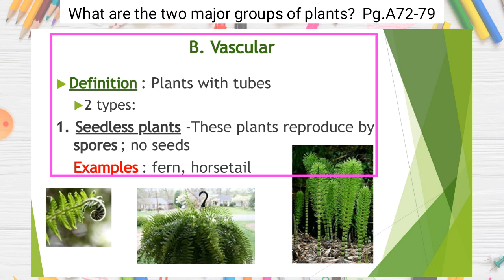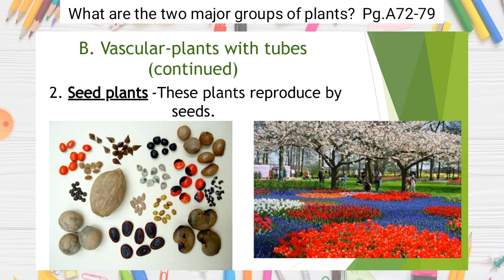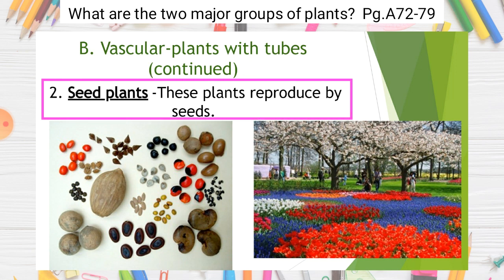Copy on your notebook. Now, type 2. Seed plants. These plants reproduce by seeds. These plants use seeds to reproduce. They have flowers or structures similar to flowers that produce seeds. Copy on your notebook.